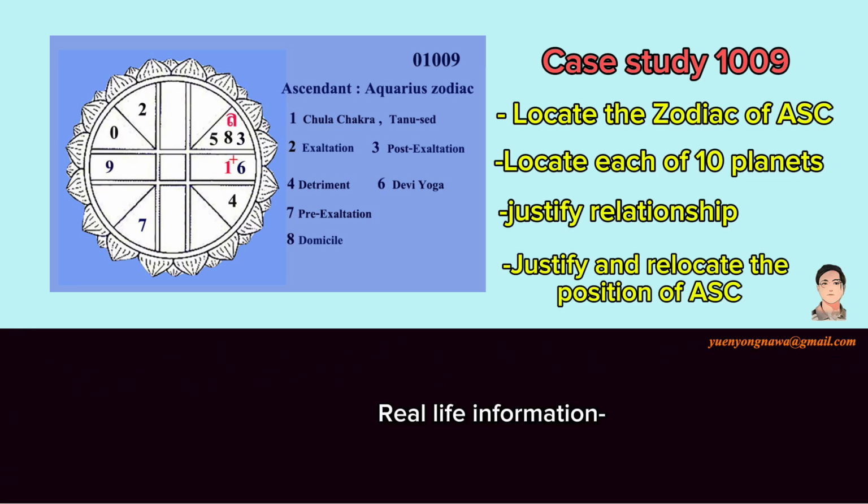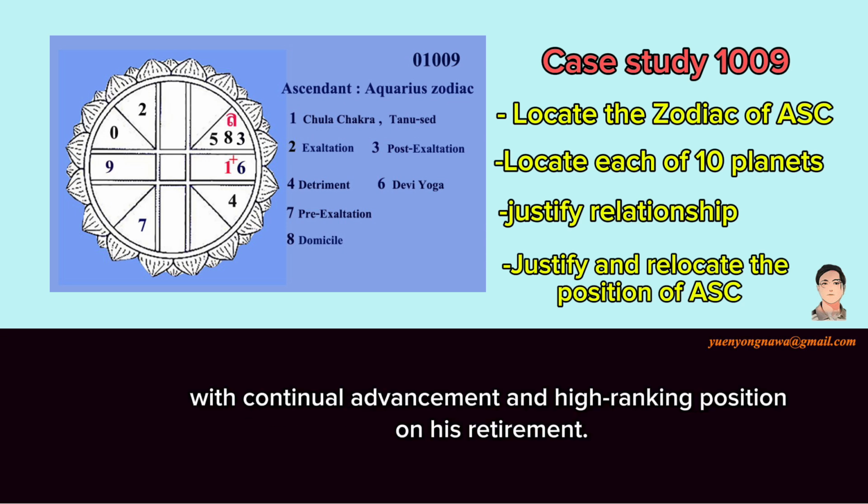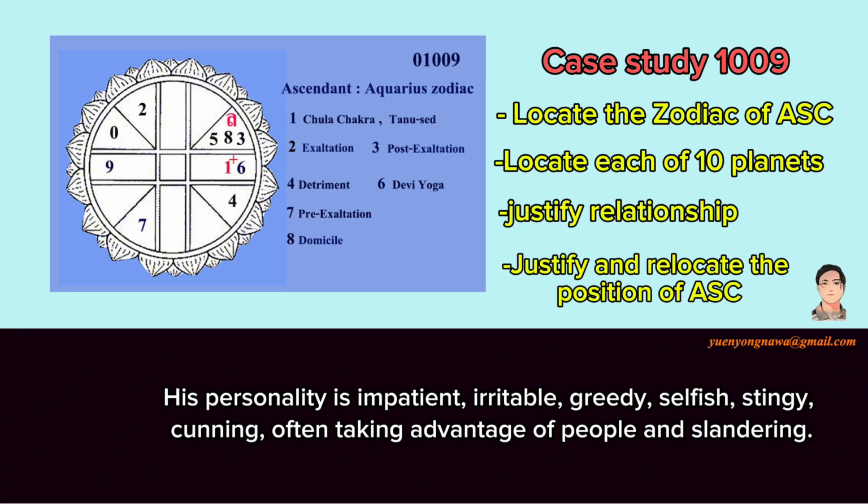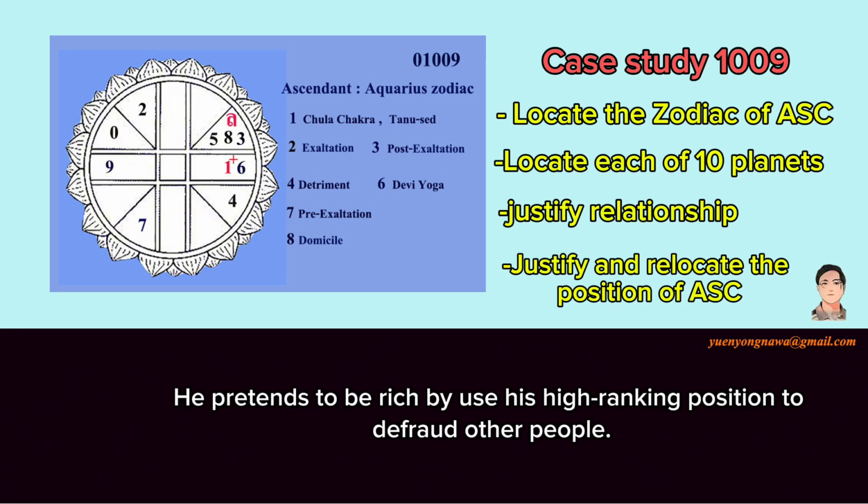Real-life information. The native is a man, serving the government with continual advancement and a high-ranking position on his retirement. On his retirement, he owns several plots of inherited land and operates a small hotel business. His personality is impatient, irritable, greedy, selfish, stingy, cunning, often taking advantage of people and slandering. He pretends to be rich by using his high-ranking position to defraud other people.